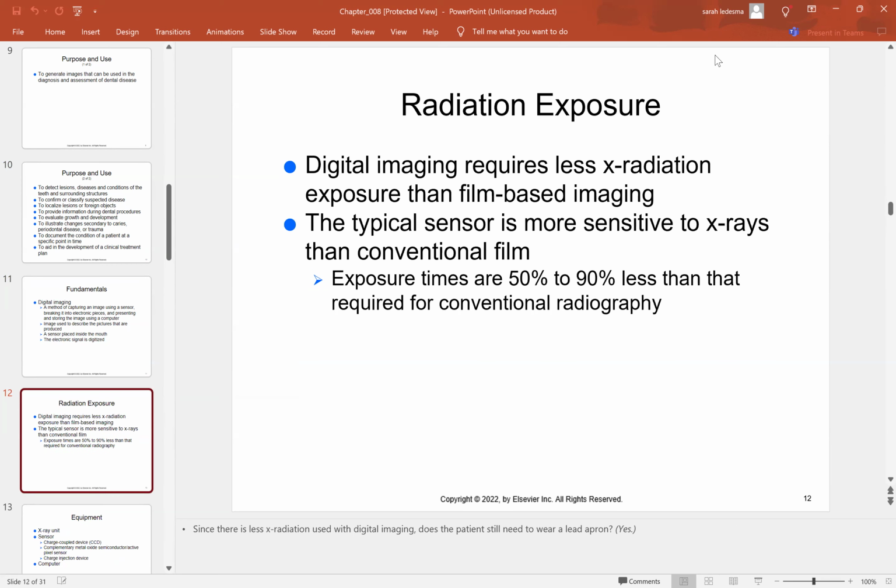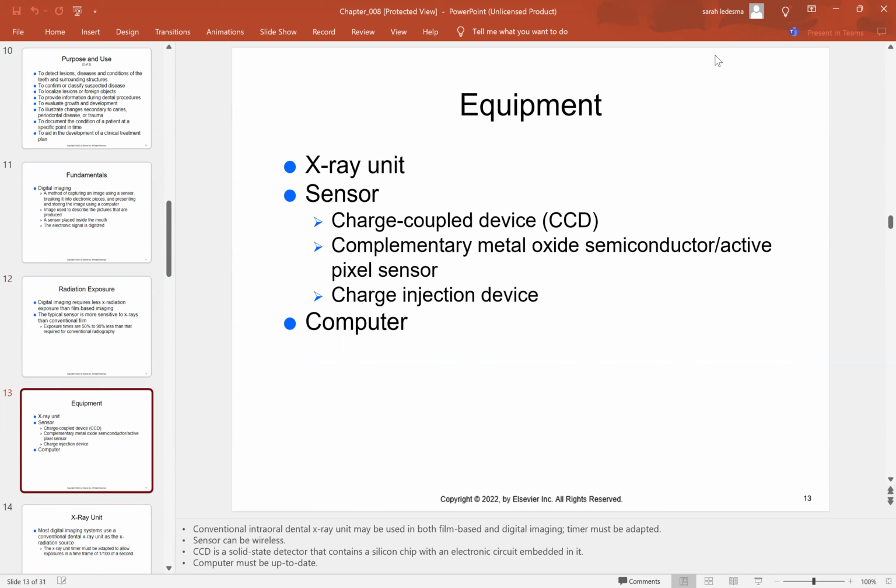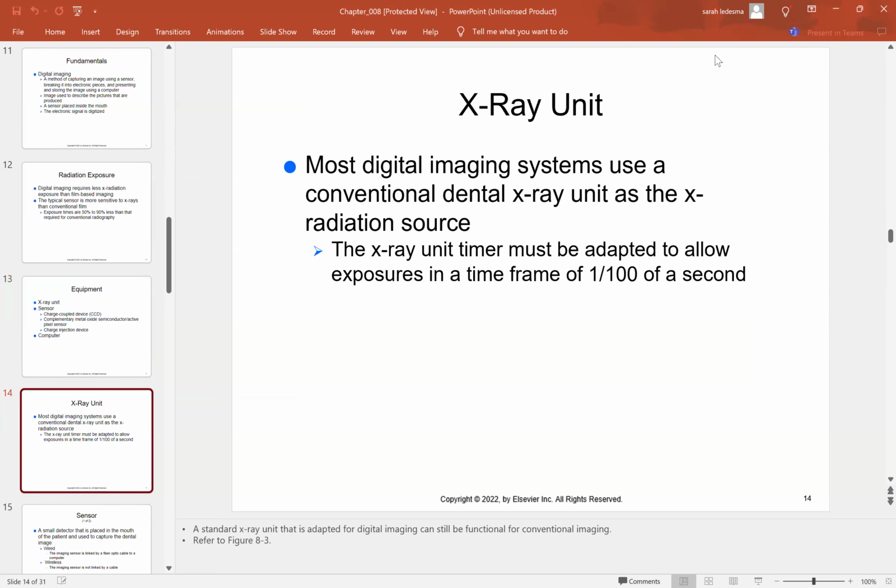Radiation exposure. Digital imaging requires less radiation exposure than film-based imaging. The typical sensor is more sensitive to X-rays than conventional film. Exposure times are 50 to 90% less than required for conventional radiography. Equipment will include an X-ray unit, a sensor, and a computer.